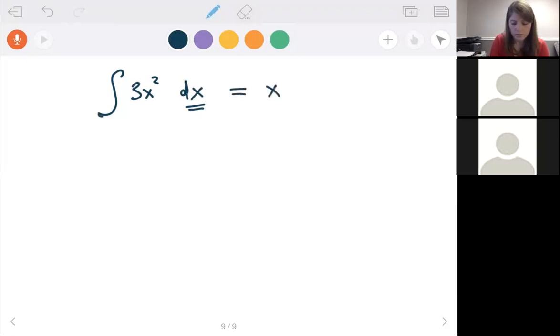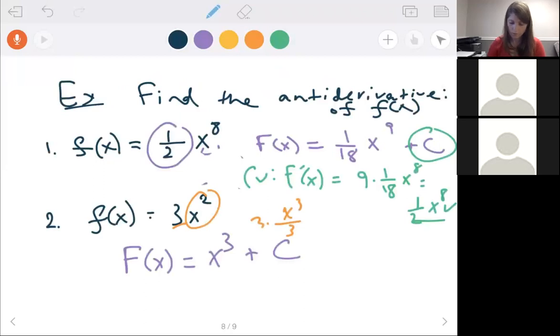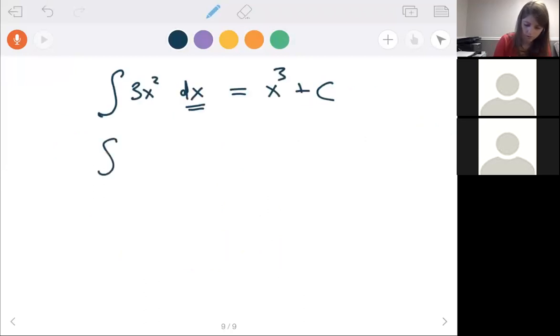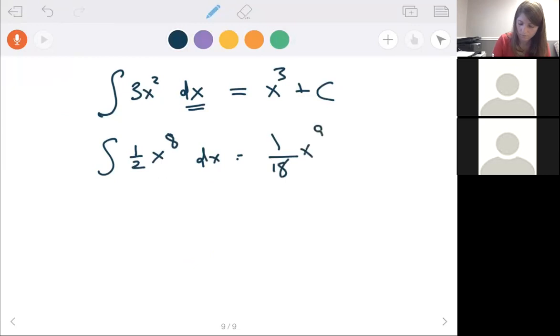So that's much more compact. The antiderivative of 3x squared with respect to x is x cubed plus c. And then the other one, the 1/2, so that should match what we did with the sky. So any questions about that notation?